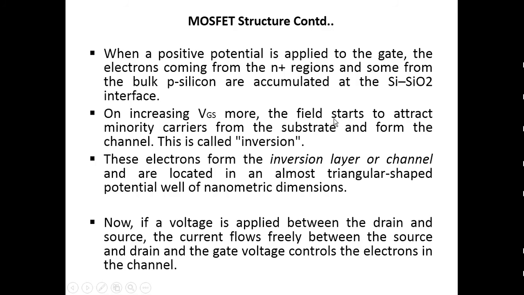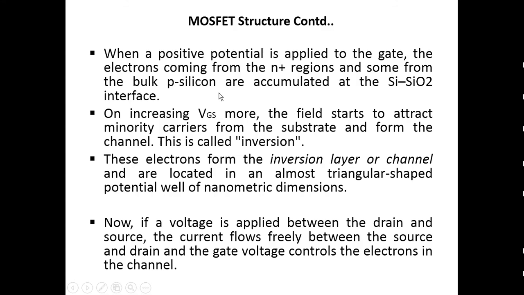On increasing VGS, the field starts to attract the minority carriers from the substrate. Actually, the substrate, though p-type material, has majority carriers as holes, but there are minority carriers of electrons that will be attracted towards the gate and form the channel. At the same time, a channel is formed due to the electrons coming from the N positive region and from some of the electrons which come from the bulk P silicon, due to the application of the positive potential at the gate and source.